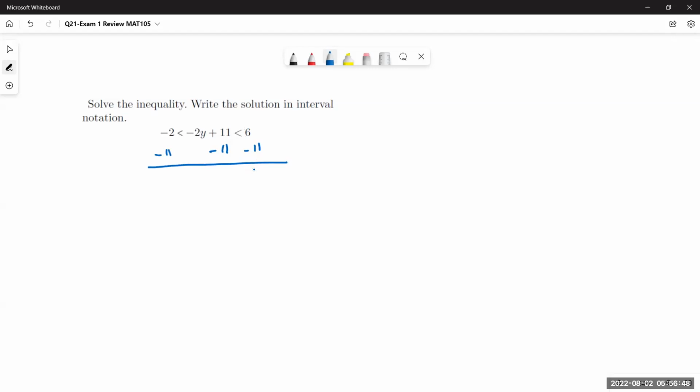So 6 minus 11, you're going to be minus 5. 11 minus 11, you're going to cancel out. You're going to be just minus 2y. And minus 2 minus 11, you're going to be minus 13. All right, so the inequality does not change whenever you add or subtract a number.